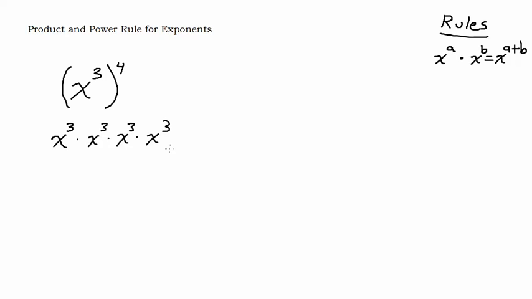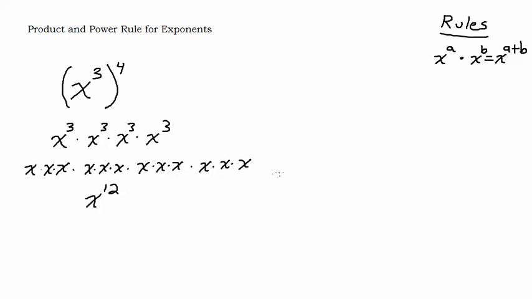Let's take it one step further. What does x to the third mean? It means x times x times x. And this x to the third is x times x times x. And we'll just continue this process. We're going to multiply all those together. Well, how many x's are we multiplying together here? We're multiplying x by itself 12 times. Which means x to the 12th power.